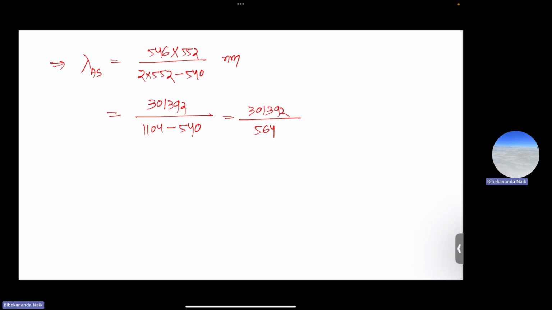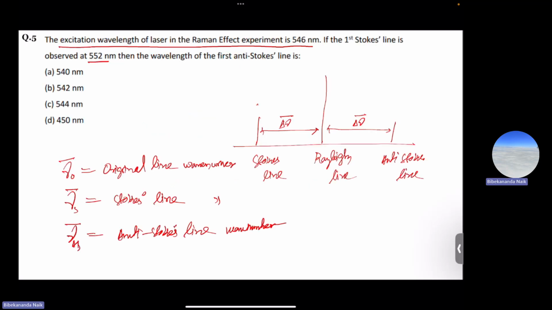Sorry, I wrote 540 earlier. Lambda 0 was 546. So 1104 minus 546 means it will be 558. So it will be 540.12 nanometer. So the answer will be 540 nanometer. So the correct option will be option A, 540 nanometer.